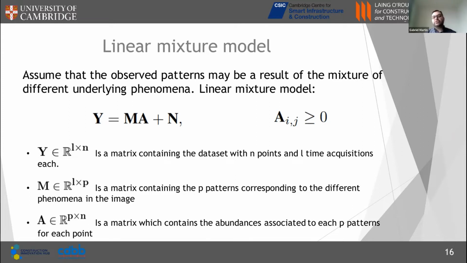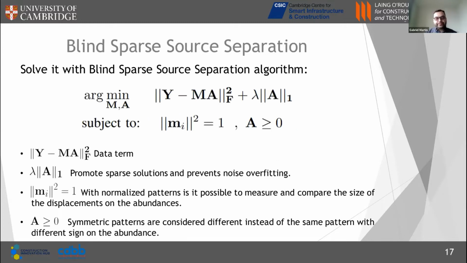And also because if you have one pattern with positive displacements and another pattern with negative displacement, usually these are going to be two patterns related to two different phenomena. These two different phenomena, maybe you want to detect as totally different and separate patterns. So that's why we introduced this positivity constraint on the abundances.